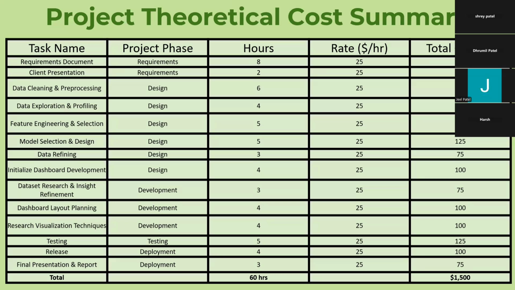This is our project theoretical costing. Here we can see our planning, the timing and the cost distribution for the project. Initially, we estimated about 16 hours for the total work at the rate of $25 per hour. It means the total cost of our project is $1,500. This breakdown helps us plan our phases such as requirement gathering, designing, development, and testing. Next, please.